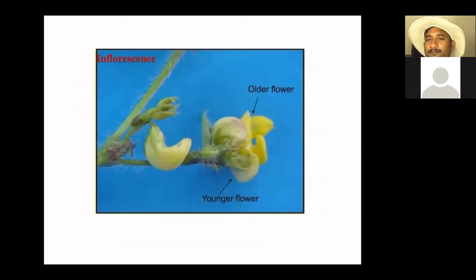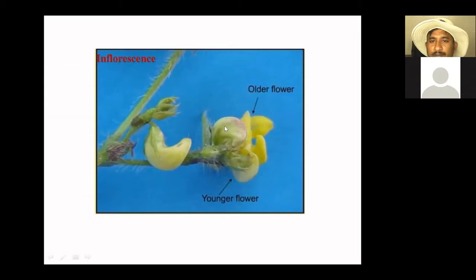This is how an old flower and the young flowers look. The flower which is opened like this is the older flower. We won't use it for the emasculation. We use the flowers which are not yet opened. These flowers we use for the emasculation.